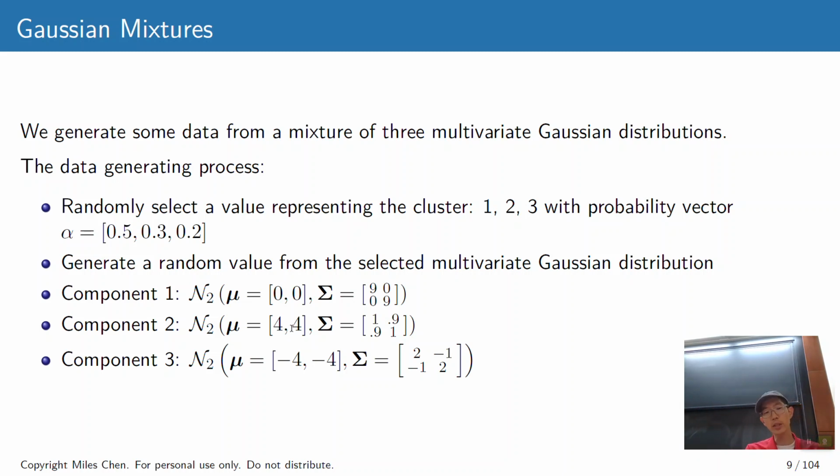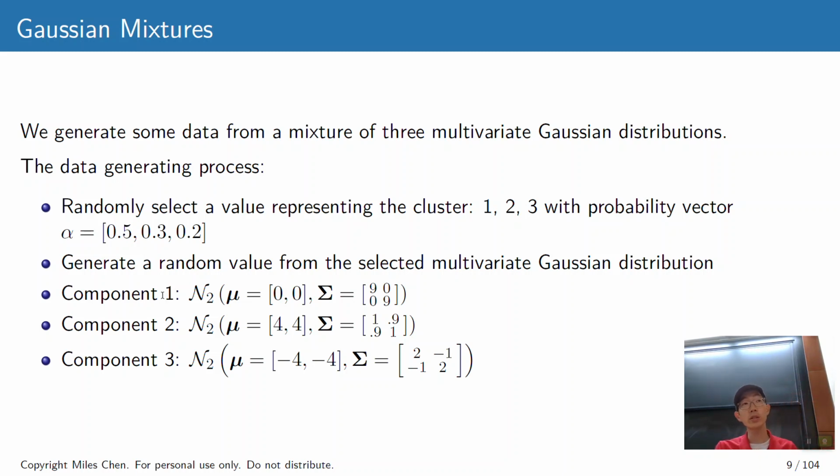Here, a second component is centered at (4, 4), and the variance is 1 down the diagonal, and the off-diagonal elements are 0.9. So we have high covariance between x1 and x2. And then component 3 is centered at (-4, -4), and you have negative covariance, okay? Variance of 2 and covariance of -1 here. They are generated with a mixing proportion of 0.5, 0.3, and 0.2.